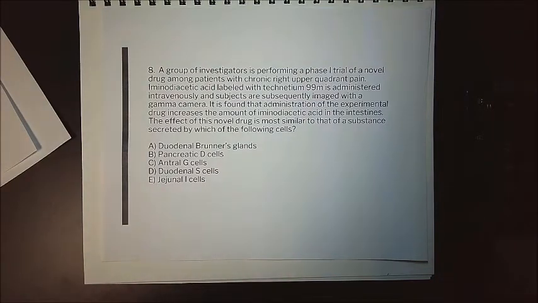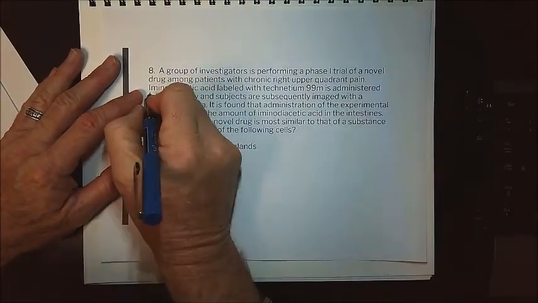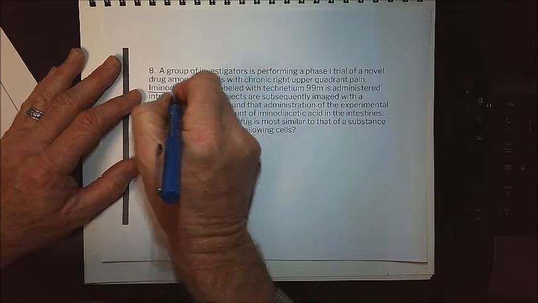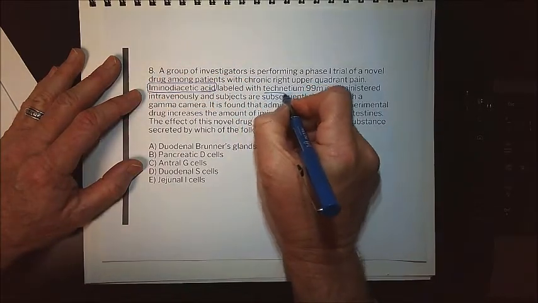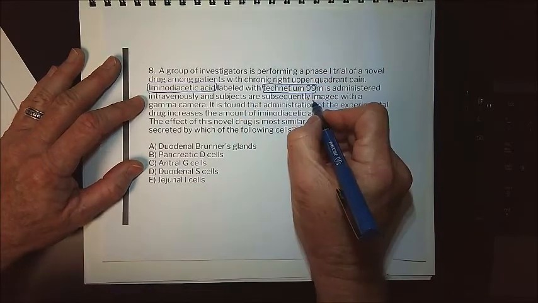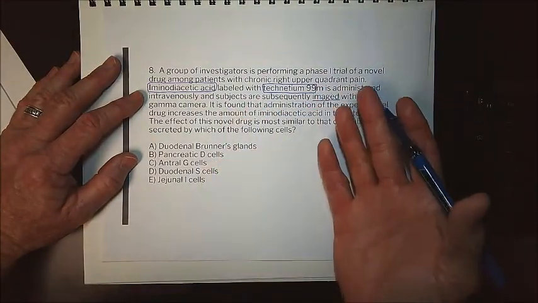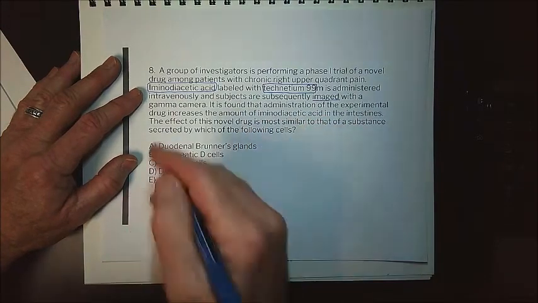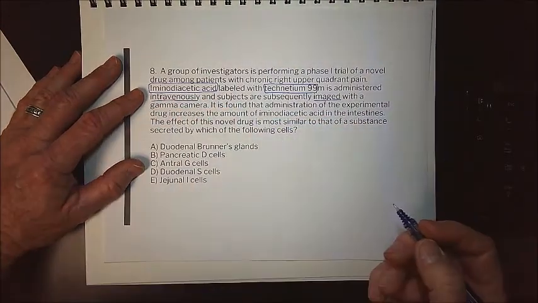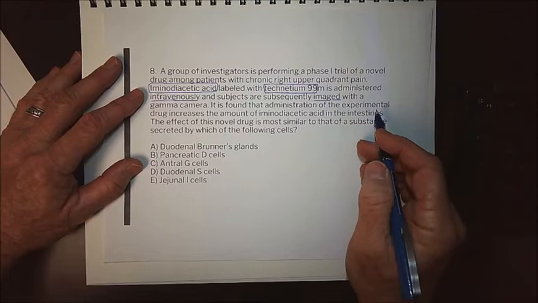Aminodiacetic acid, labeled with technetium-99, is administered intravenously, and subjects are subsequently imaged with a gamma camera. Okay, so we have a compound here that is radioactively labeled with technetium-99, and we are going to perform an imaging study. Typically in my head this is telling me that it's being put in IV, and we're simply going to look for where this is going to end up to identify what this chronic right upper quadrant pain is.